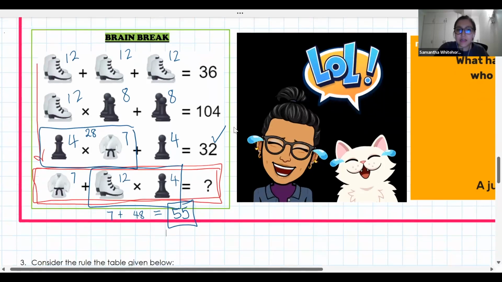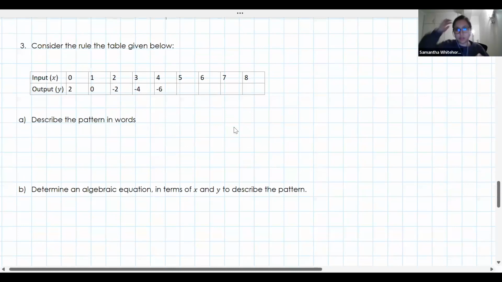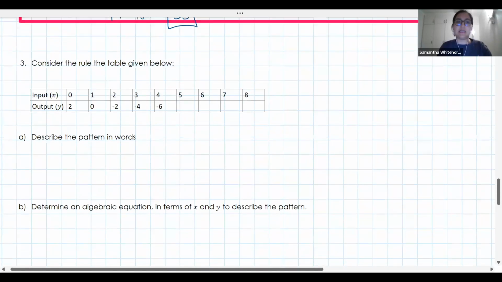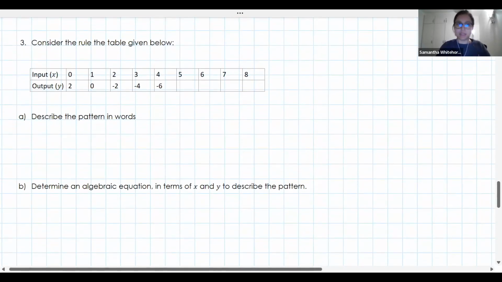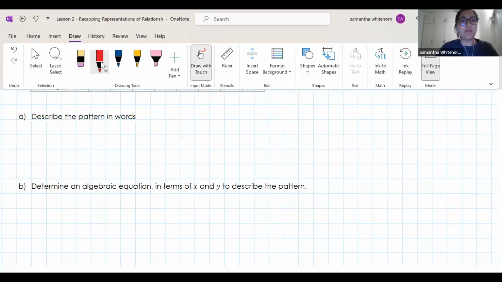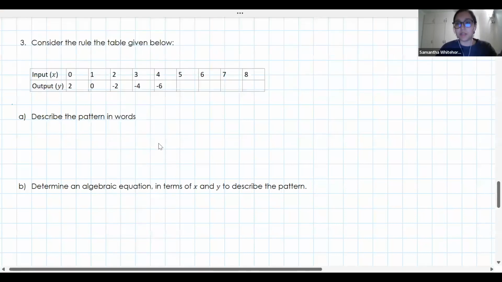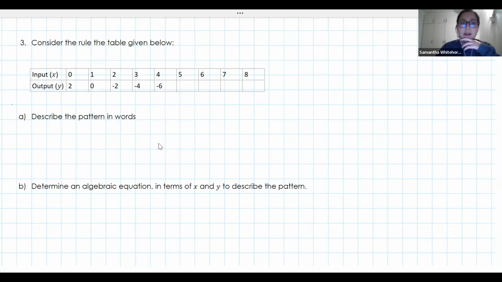We're going to have a look at another example that's a little bit different to the first two that we started with. In this example, we have got the table with some of it already filled in, and we're going to have a look at how to describe this pattern and how to get a rule for this pattern. Okay, so if we have a look at our table, we have been given our set of inputs and we've got our outputs.